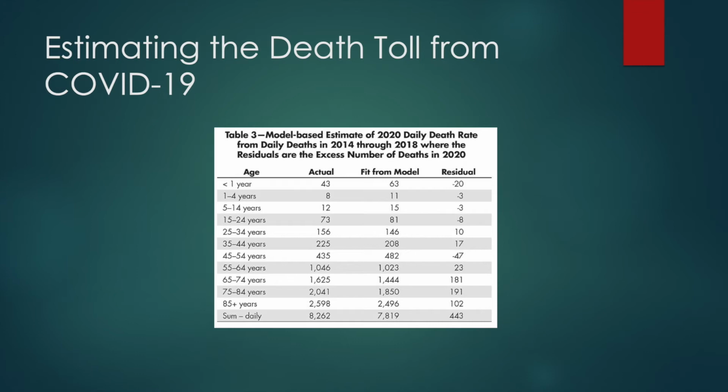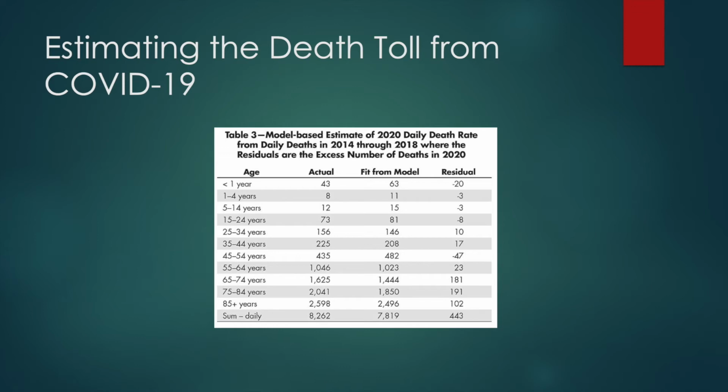Next, the authors display table 3. In this table, we have the age strata. Actual is the number of actual deaths in 2020. The fit from model column comes from the model-based estimations based off the daily deaths in 2014 through 2018, so that's the mean column in the previous table. And then the residuals are the excess number of deaths in 2020.